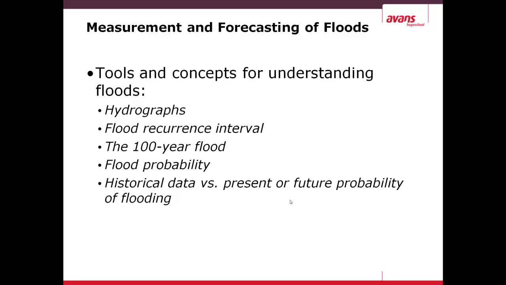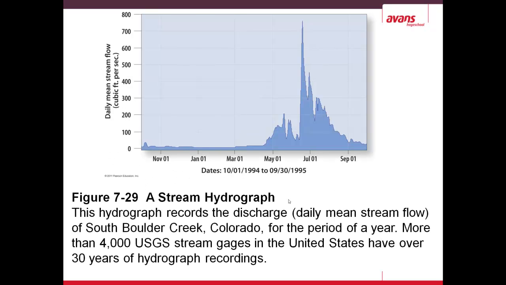We can use several different tools in understanding floods. The first is a hydrograph, the flood recurrence interval, the 100-year flood, flood probability, and also some using historical data in order to look at future probability of flooding. A stream hydrograph is quite simply the recording of the discharge of a river over a year. And here what you see here is the hydrograph of the South Boulder Creek in Colorado over 1 year.